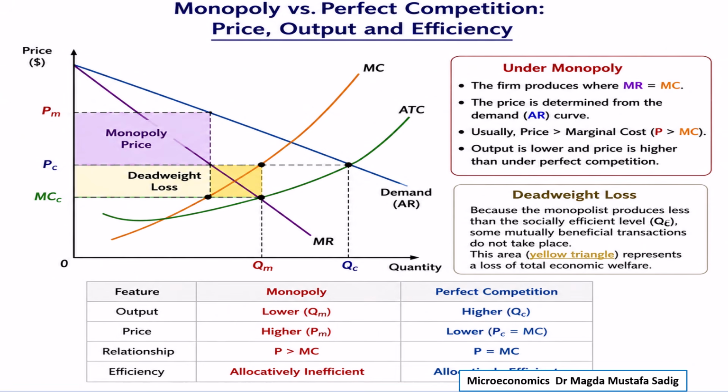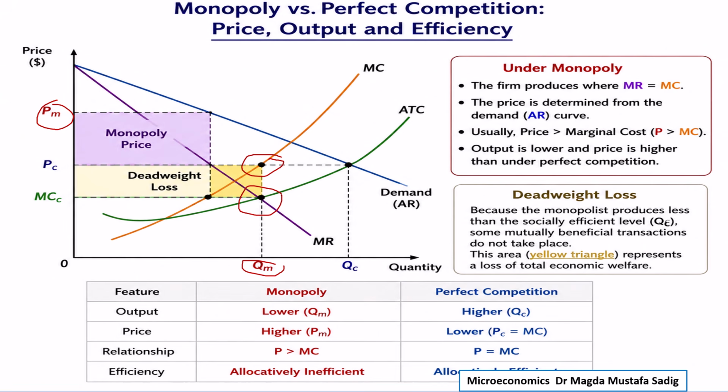Under monopoly, the firm selects its quantity here, where marginal cost is equal to marginal revenue. Okay, marginal cost is equal to marginal revenue. So this is the monopoly quantity, and then we go up in order to find the price here. This is the price.